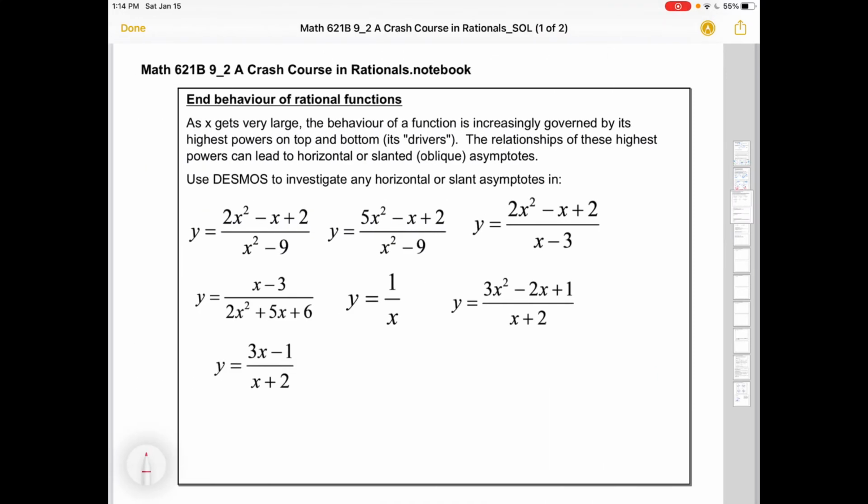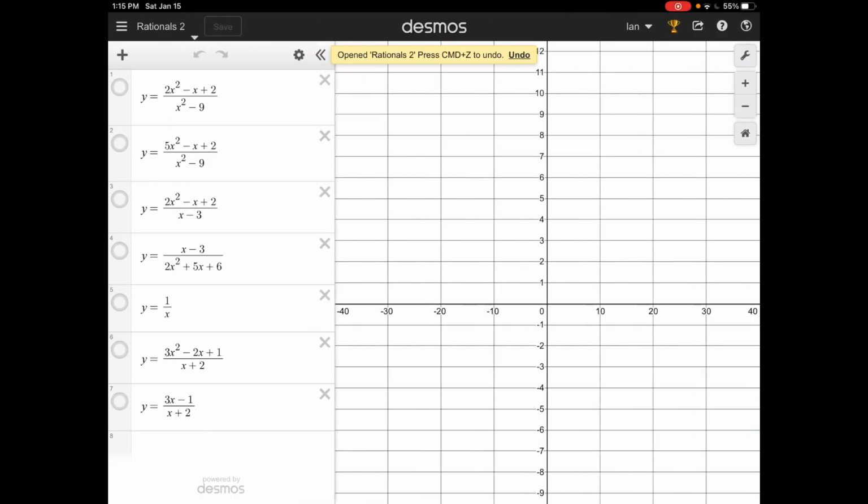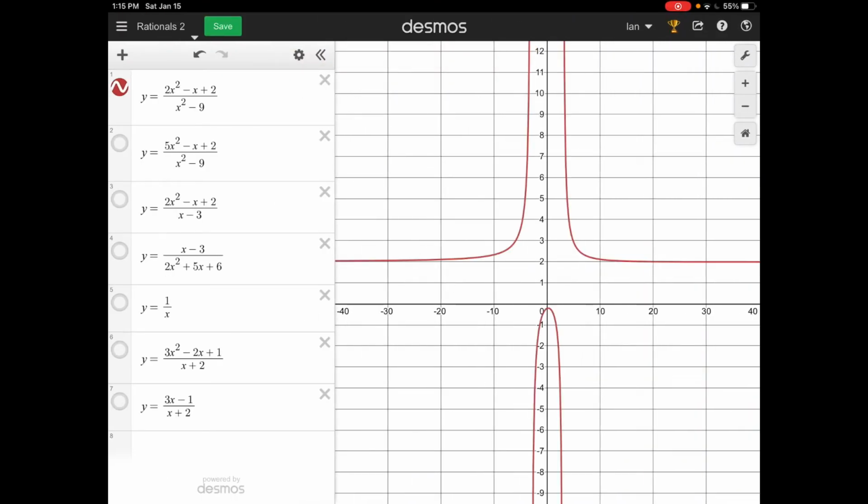The next question in describing rational functions has to do with their end behavior, or what happens to the far right or far left. So I'm wondering whether we're going to get any horizontal asymptotes in these 7 functions. Now you could make some predictions. We're going to head to Desmos and check it out. Here are all these functions. They're not on a 1-to-1 scale.